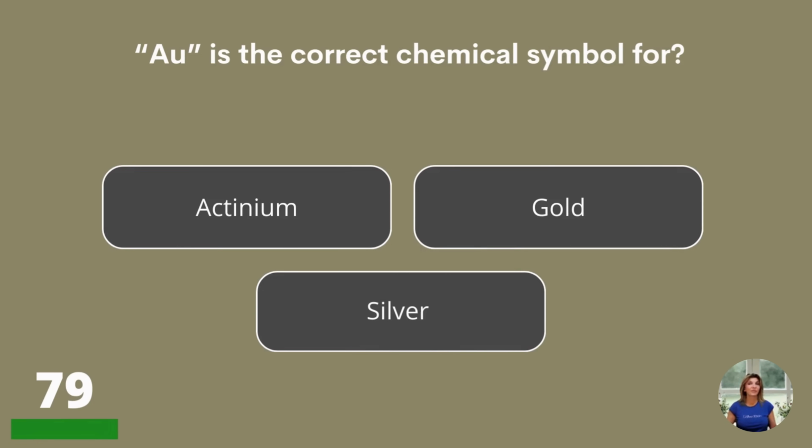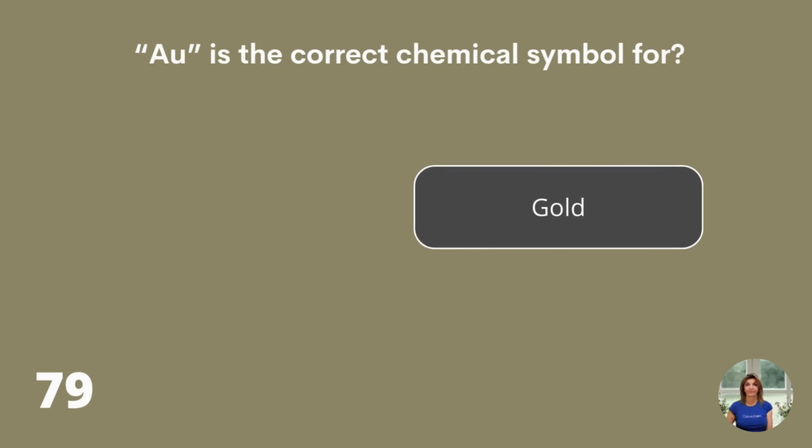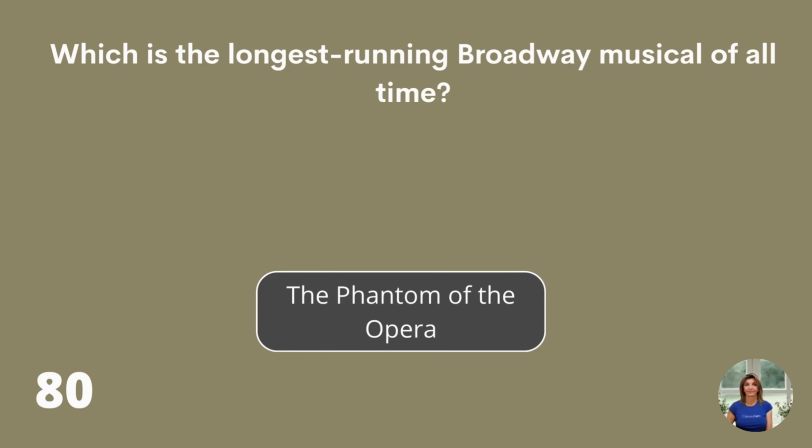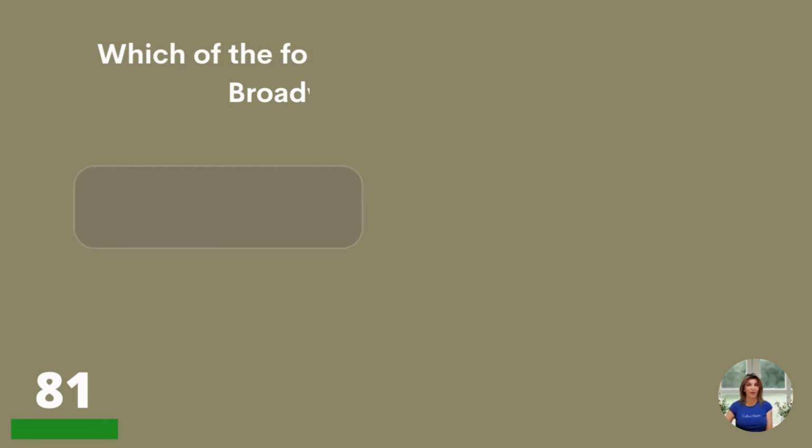Au is the correct chemical symbol for actinium, gold, or silver? Gold. Which is the longest running Broadway musical of all time? The Lion King, Hamilton, or The Phantom of the Opera? The Phantom of the Opera.